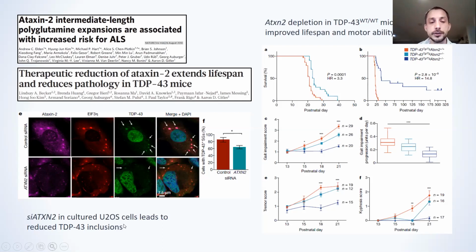So here are some cultured U2OS cells. And Lindsay and Aaron have knocked down ataxin-2 and show that in these cells, you get a reduction in TDP43 inclusions. If you take TDP43 transgenic mice, they die very quickly. But if you knock down ataxin-2 either as a heterozygous or a homozygous, you get increased lifespan and better behavioral and motor outcomes.